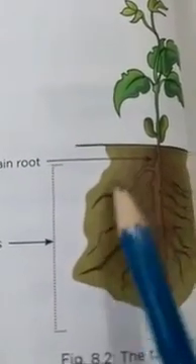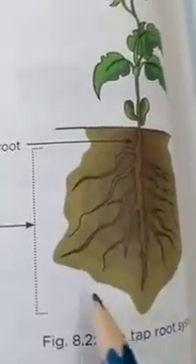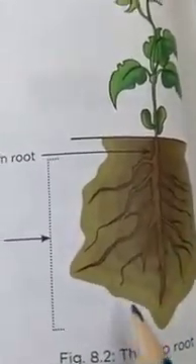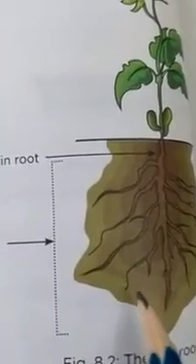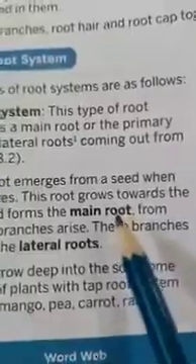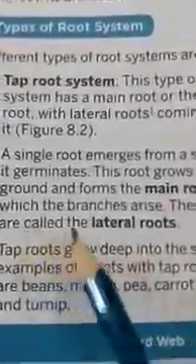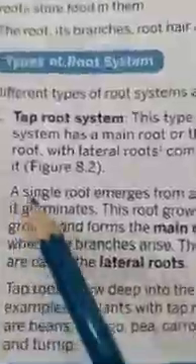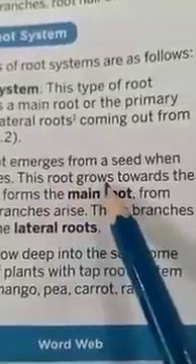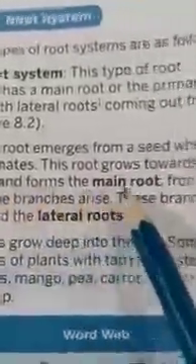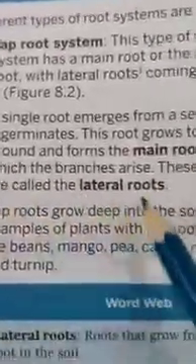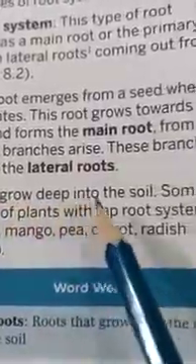These smaller branches in every direction are called what? Lateral roots. So dear students, this type of root is also called tap root. A single root emerges from the seed when it germinates. The root grows towards the ground and forms a main root from which the branches arise. These branches are called lateral roots. The tap root grows deeper into the soil.